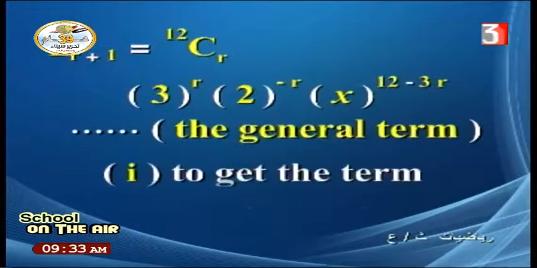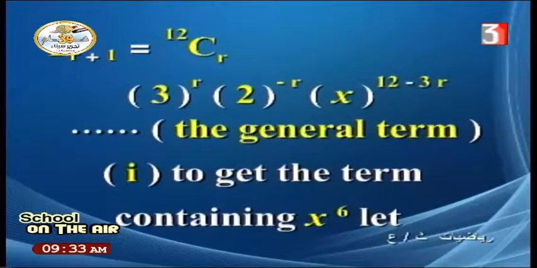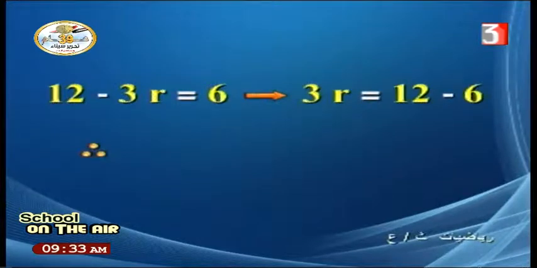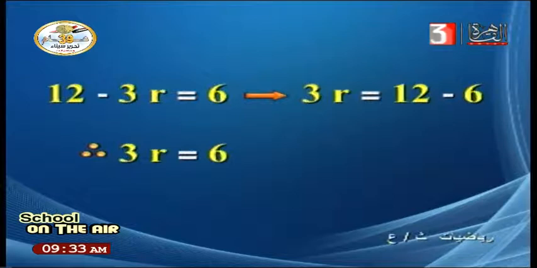In the general term, to get the term that contains x power 6, we put x power 12 minus 3r equal to x power 6, or the power 12 minus 3r equals 6. What is the value of r? It is easy to find. 3r equals 6. Therefore, r equals 2.